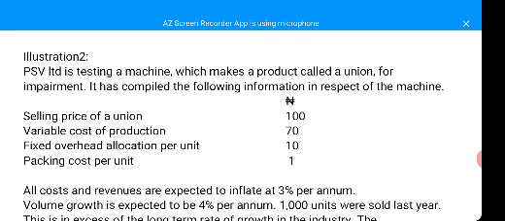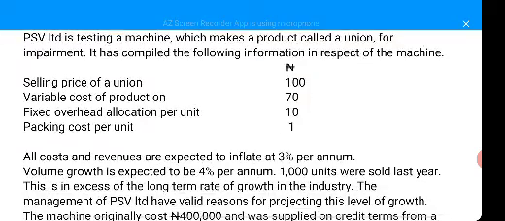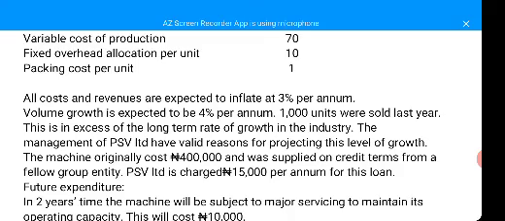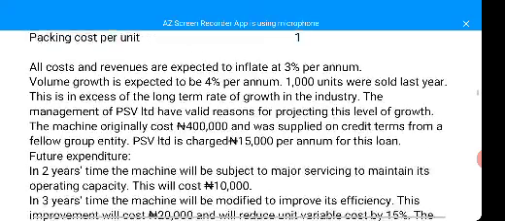We are given the selling price, which is 100 naira. The variable cost of production is 70 naira. And the fixed overhead allocation per unit is 10 naira. And we are given the packing cost per unit, which is 1 naira.